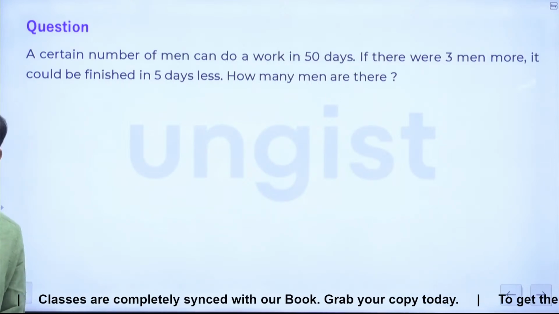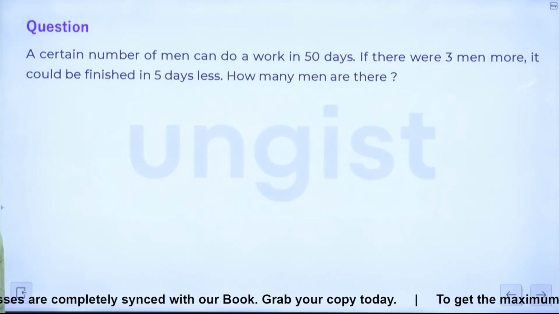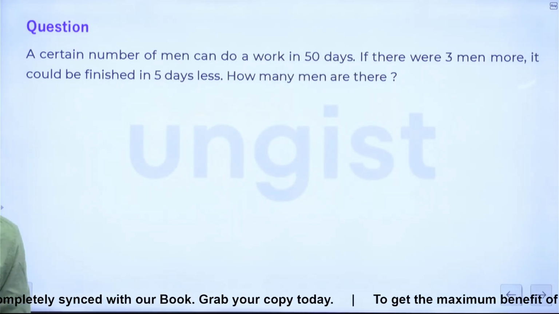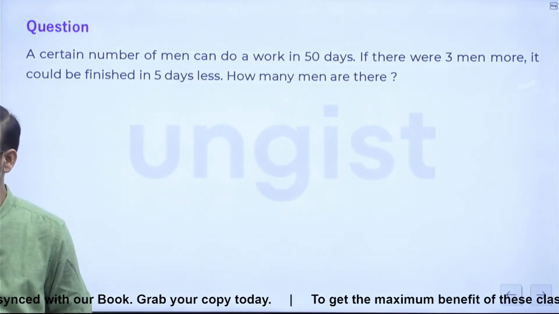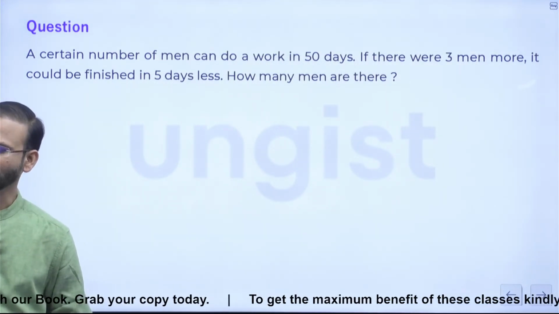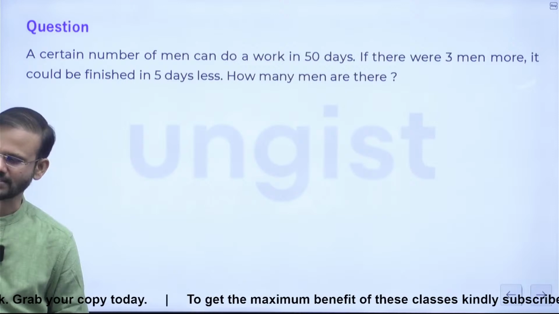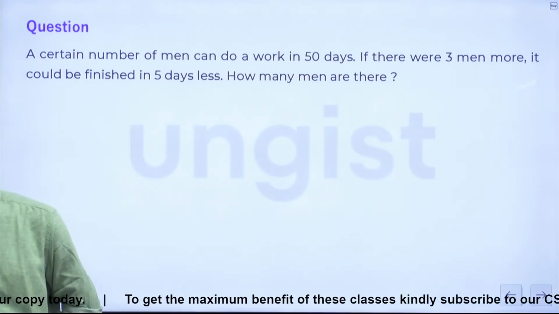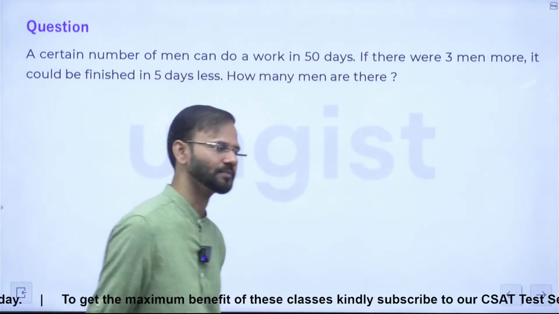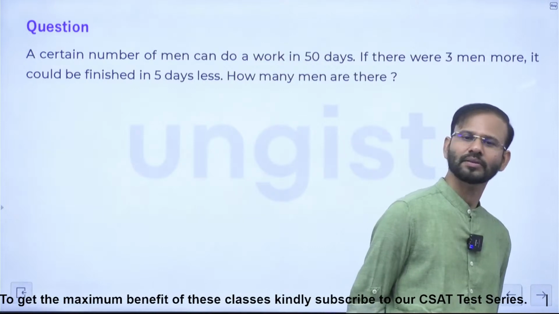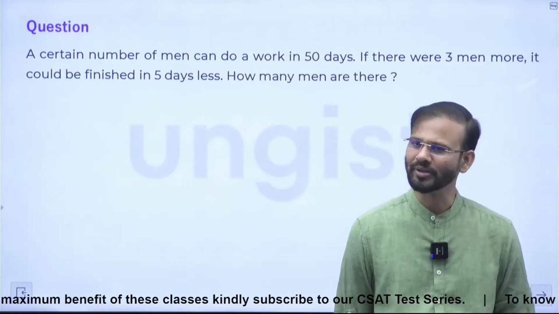A certain number of men can do a work in 50 days. If there were 3 men more, it could be finished in 5 days less. How many men are there initially?